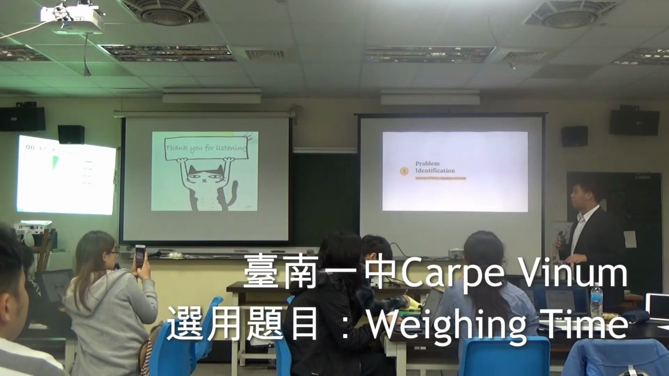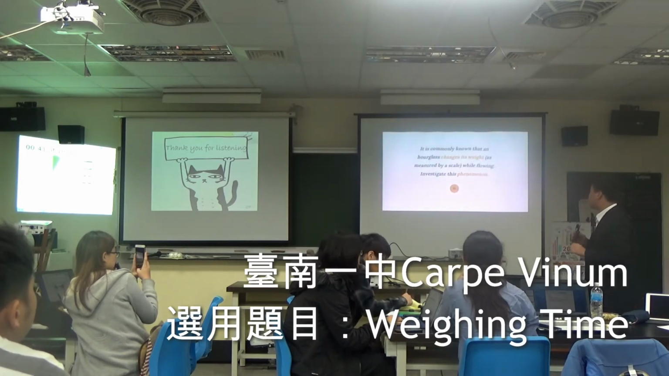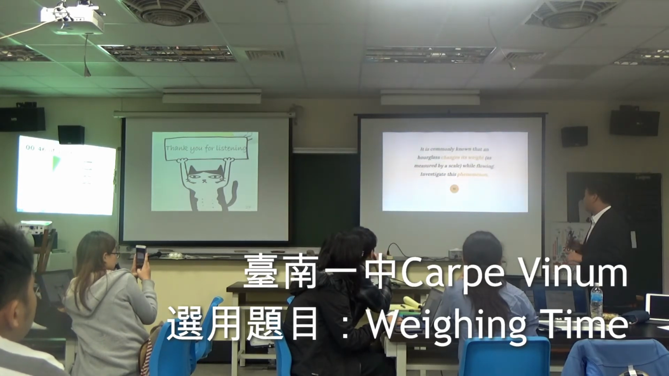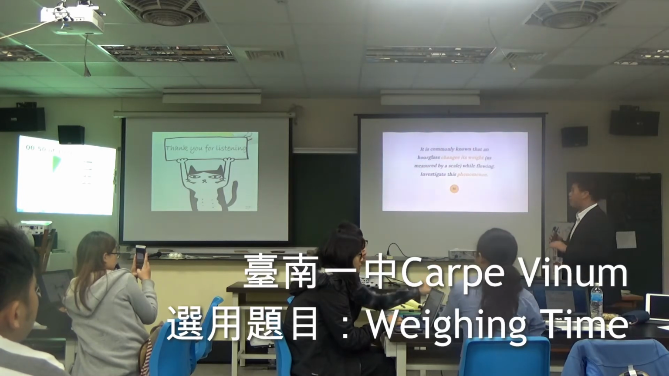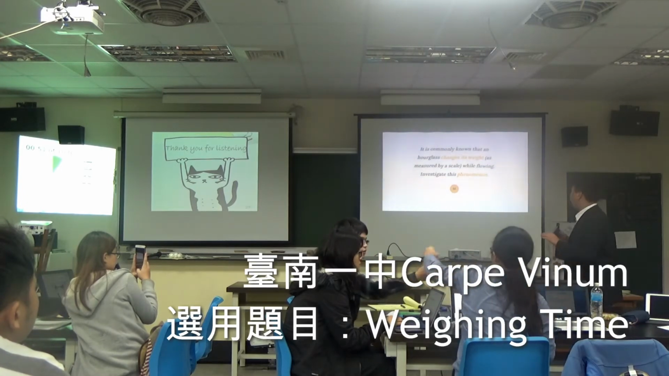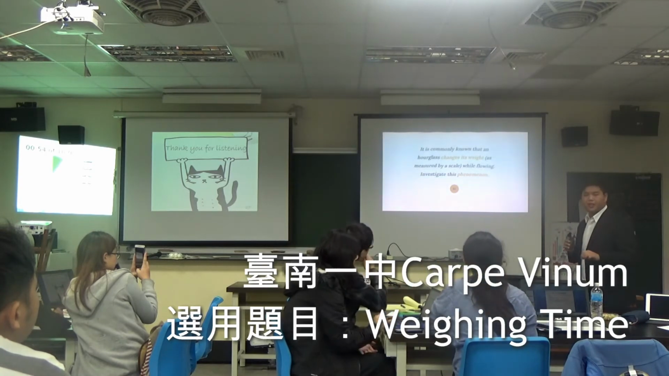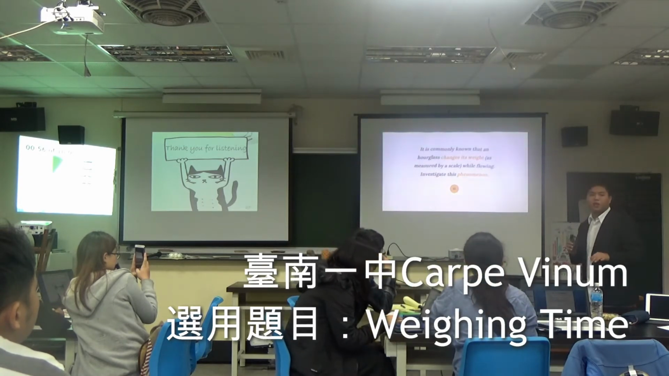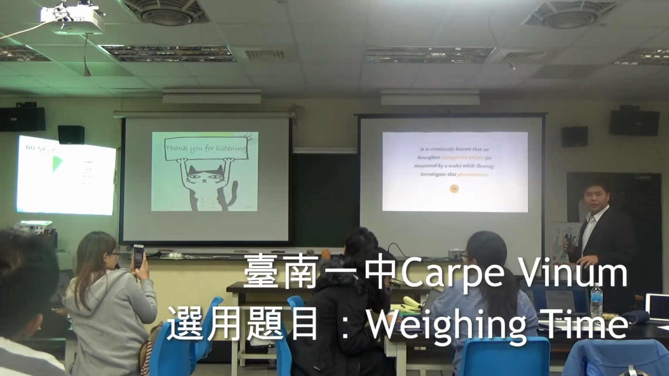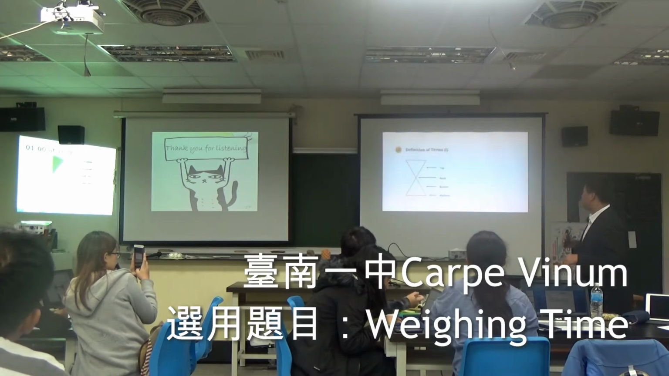So first up, problem identification. Now the problem from IYPT reads: it is commonly known that an hourglass changes its weight as measured by a scale while flowing. Investigate this phenomenon. Right, so there's not much to be understood out of this. So I marked only two things, changes its weight and phenomenon, which means we have to talk about all that affects the weight.